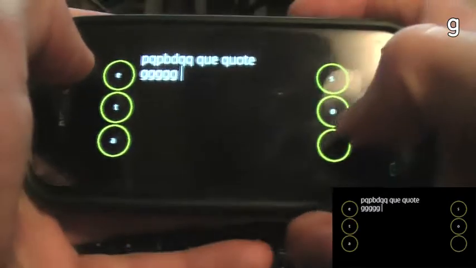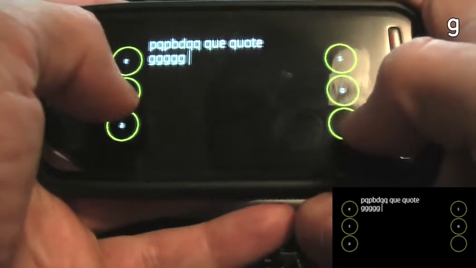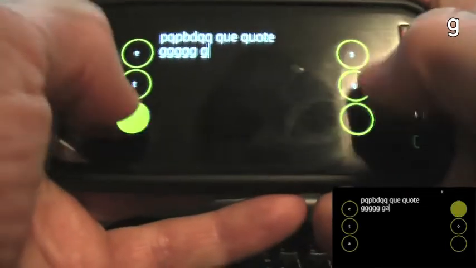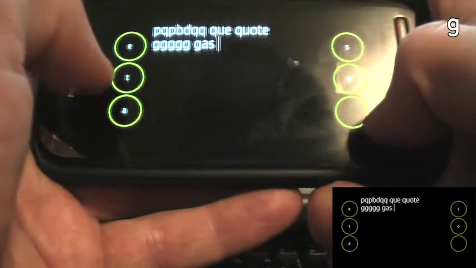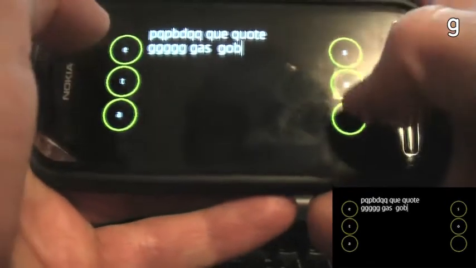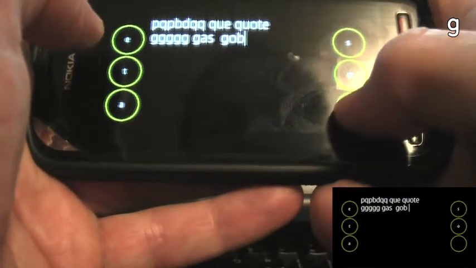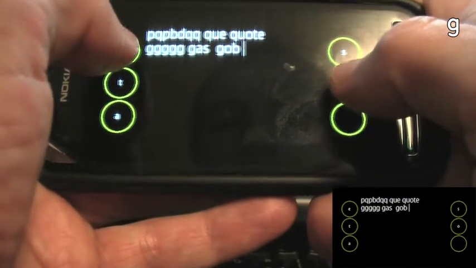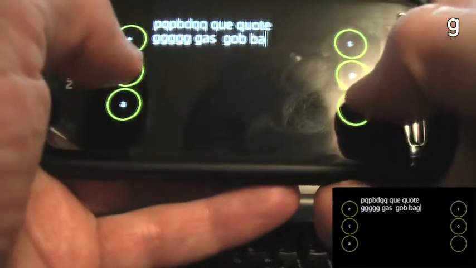So the G gives us gas, it gives us a nice word, gob, it gives us back.